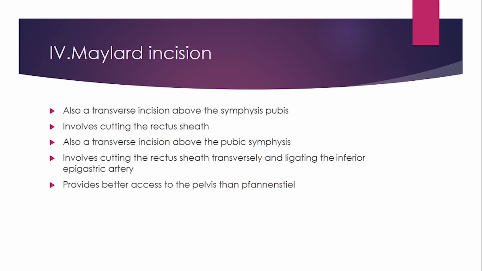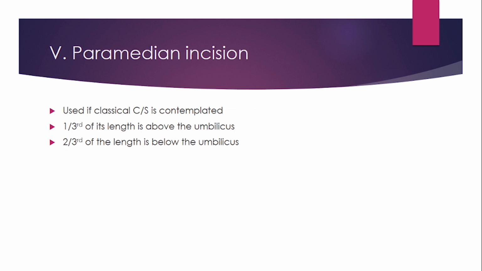So let's talk about a similar incision, Maylard incision. It's also a transverse incision above the symphysis pubis. It involves cutting the rectus sheath transversely and ligating the inferior epigastric artery to minimize bleeding, and it provides better access to the pelvis compared to Pfannenstiel.